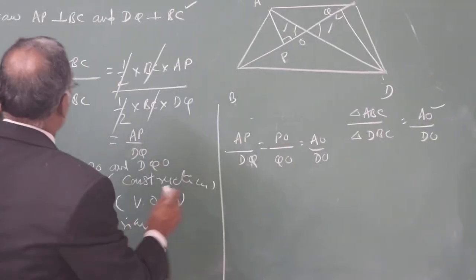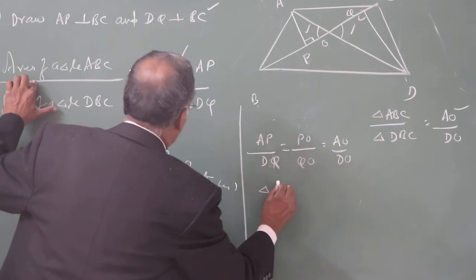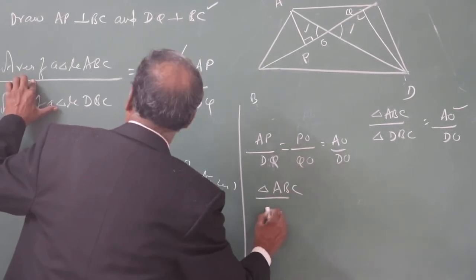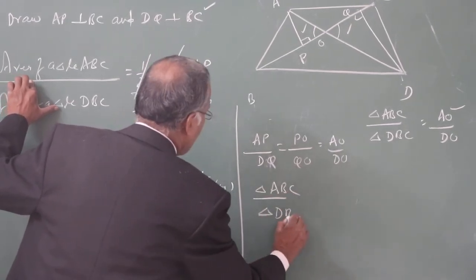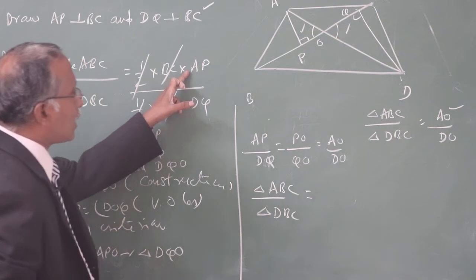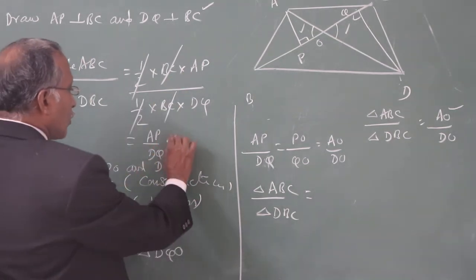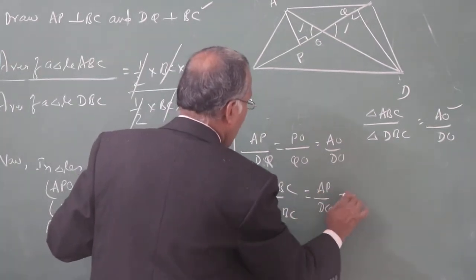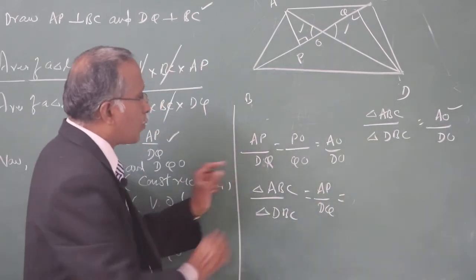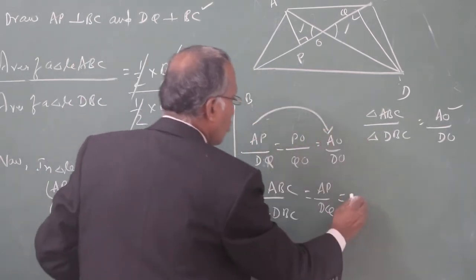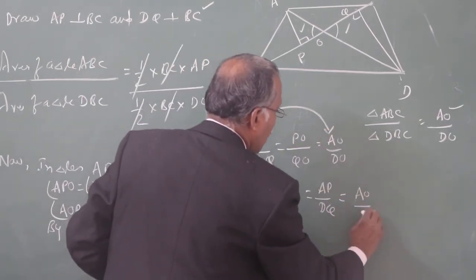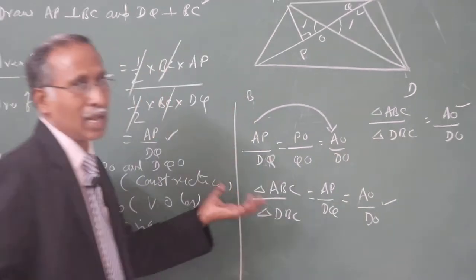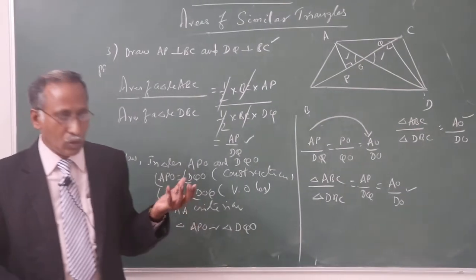Look at this now. Area of the triangle ABC by area of the triangle DBC equals, as I already proved here, AP by DQ. But the same AP by DQ we have proved equals AO by DO. That's all we have to prove. We have reached our target. This is the way we have to do the sums.